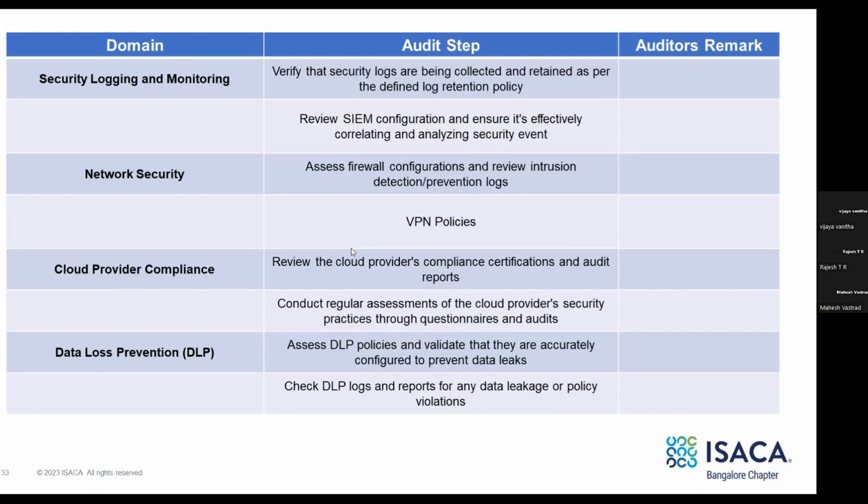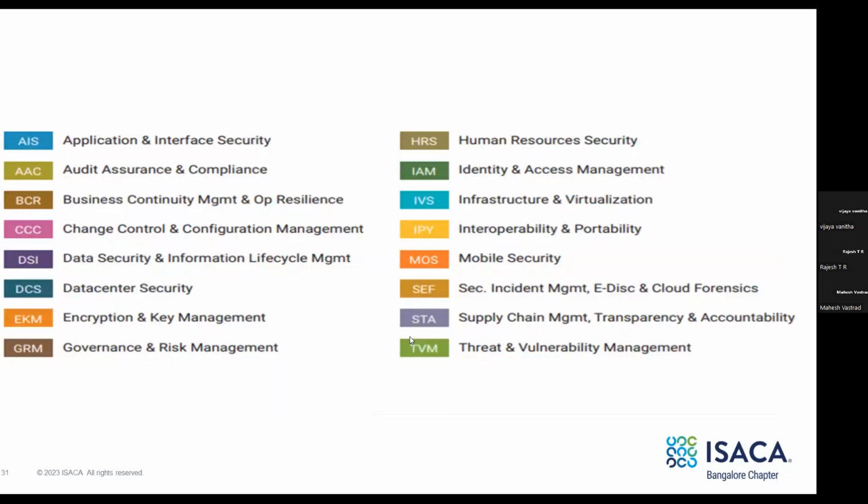Which domains we need to add in this scope, what domains we are going to cover, and what logs and artifacts we are going to collect from this audit. We are going to make sure it covers everything in those domains which we are going to apply. Not all the domains we are going to apply. Whatever 16 domains are there, they are not applicable to all businesses or organizations. Based on the requirement we need to apply.